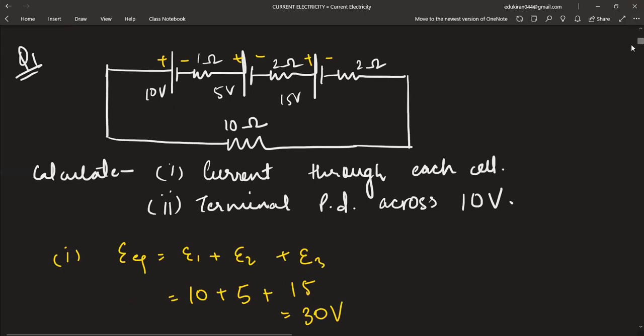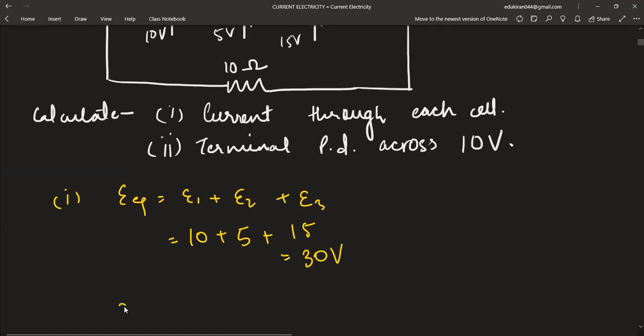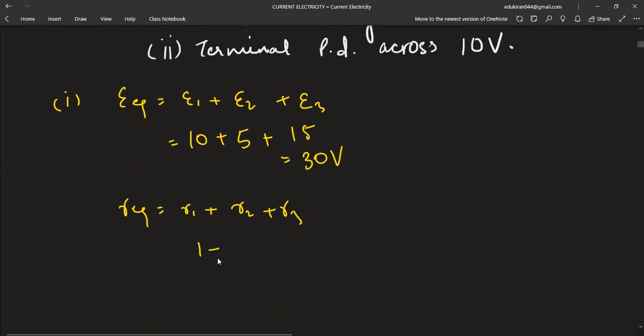Now when we are calculating the R equivalent, that will be R1 plus R2 plus R3. So this is 1 plus 2 plus 2. So this is equal to 5 ohm.